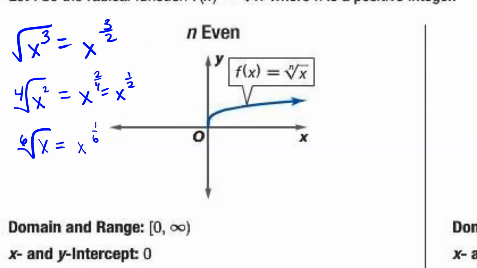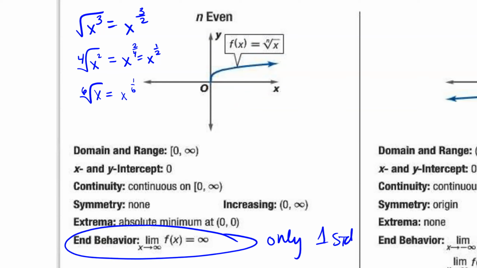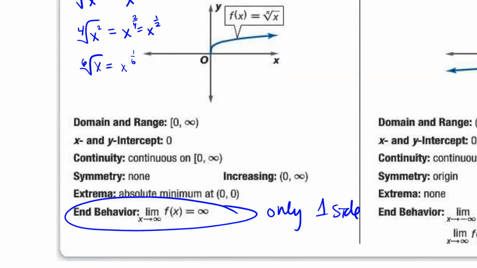Cool. One thing to note, and this is what we talked about when we went over domains in chapter 1, if you have an even root, it's only defined on the right side. Notice there's only one end behavior, only one side of end behavior. And your extrema is always at your endpoint.